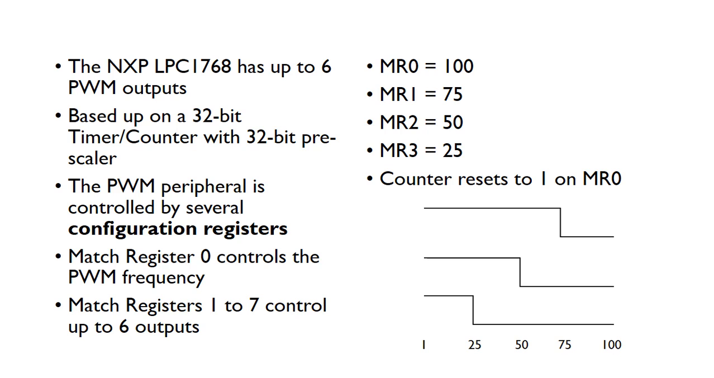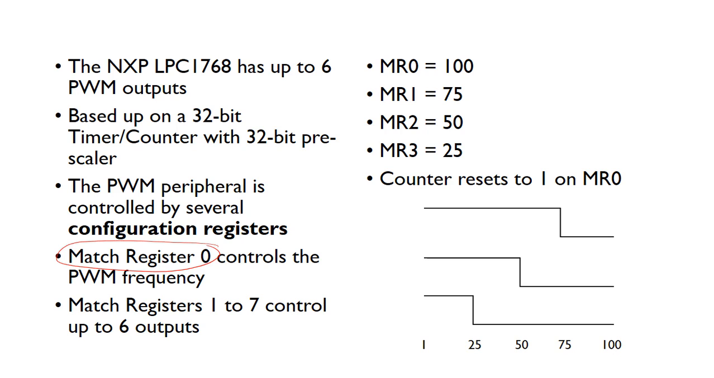The NXP LPC1768 microcontroller has up to 6 PWM outputs. This is based on a 32-bit timer and counter module with a 32-bit prescaler, so you can control the base frequency of the PWM waveform. It's controlled by several registers, and by writing values into those registers, you can configure the behavior of the PWM peripheral. Match register 0 controls the actual PWM frequency.